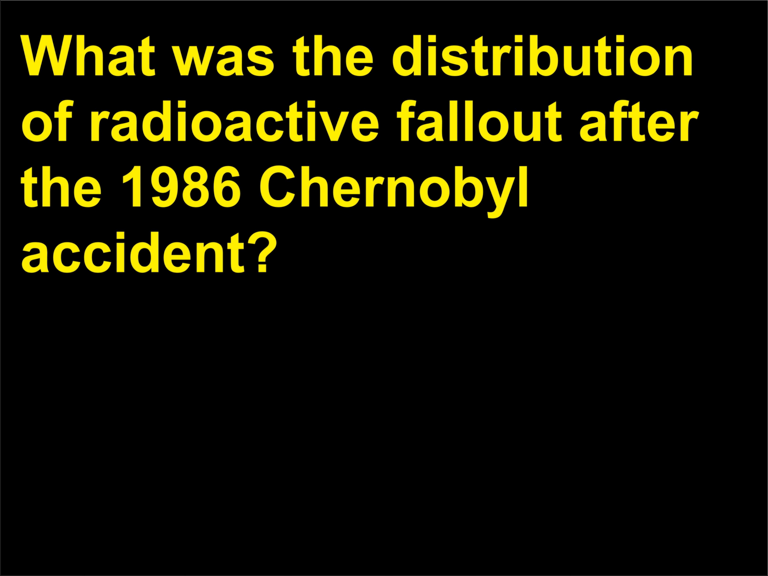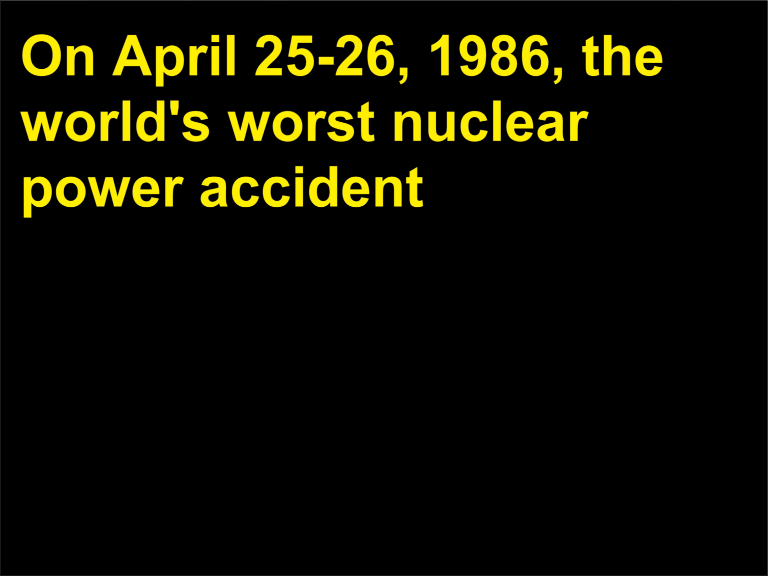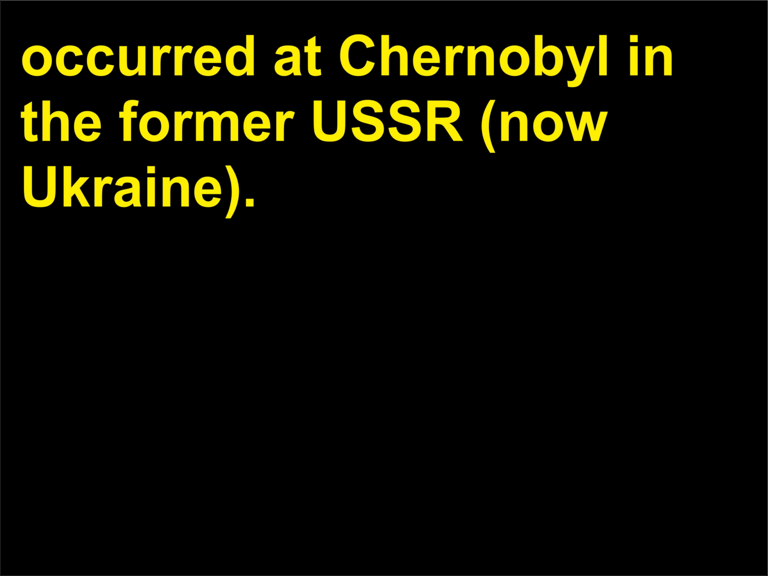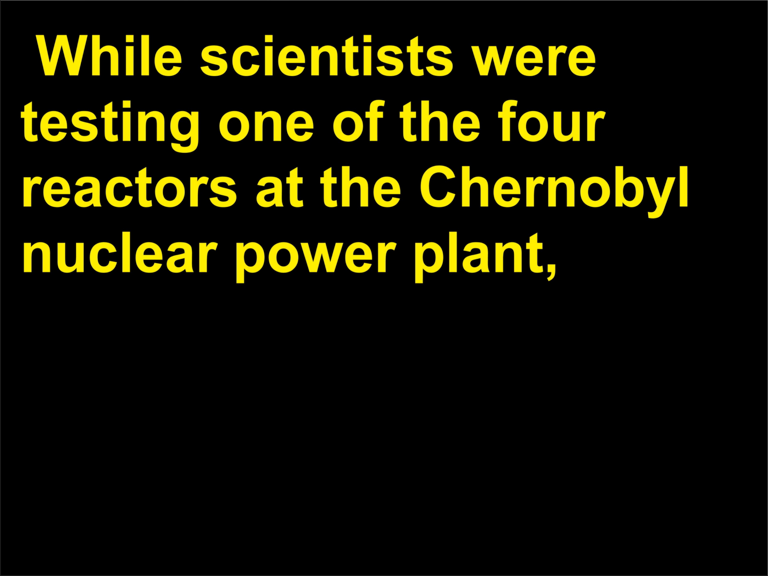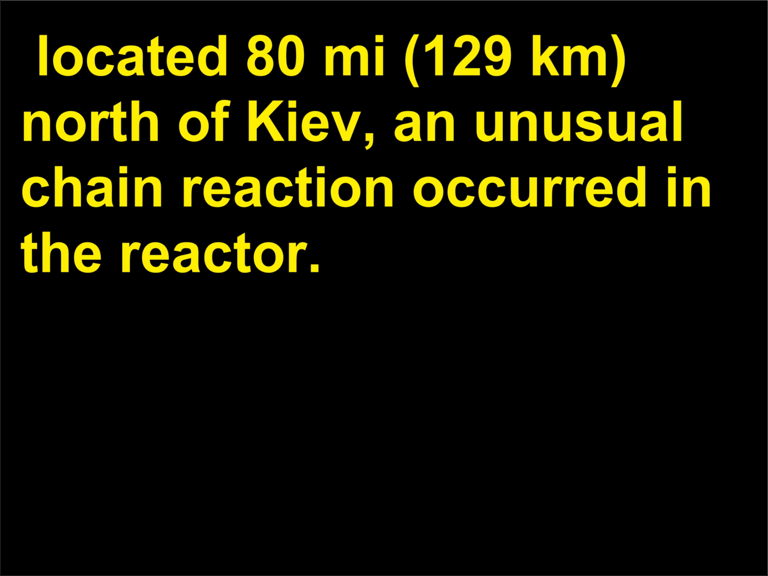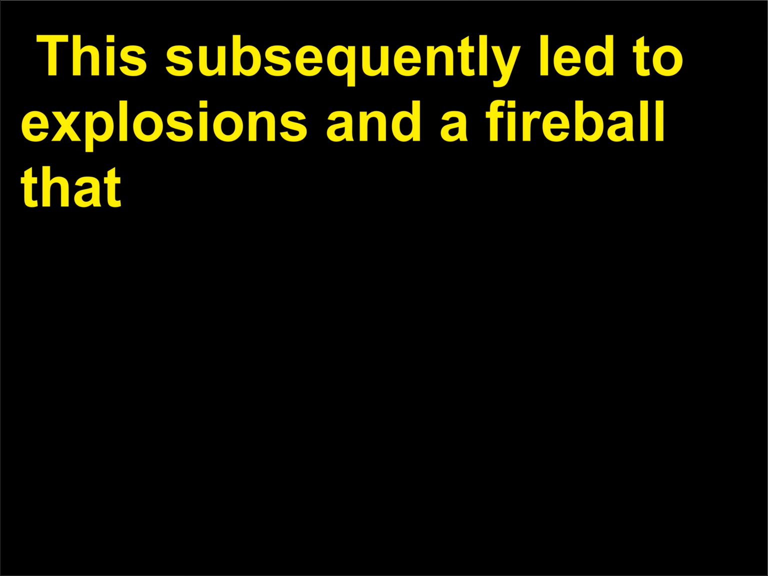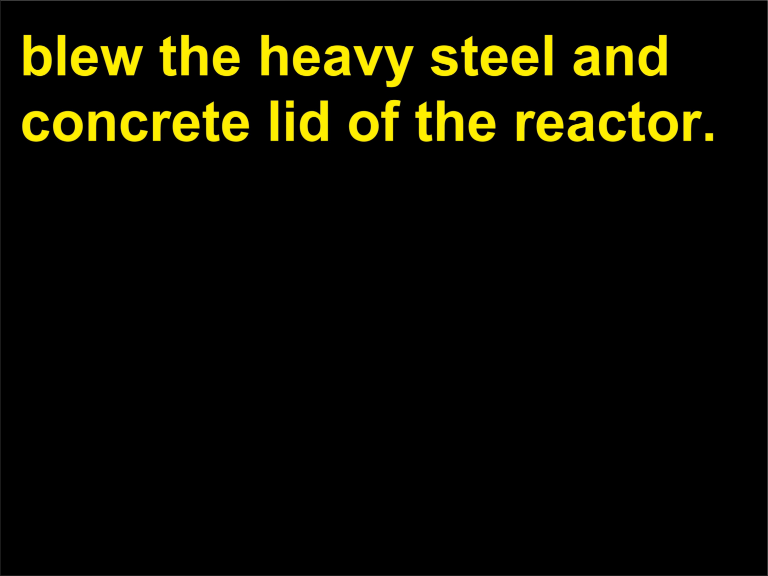What was the distribution of radioactive fallout after the 1986 Chernobyl accident? On April 25 to 26, 1986, the world's worst nuclear power accident occurred at Chernobyl in the former USSR, now Ukraine. While scientists were testing one of the 4 reactors at the Chernobyl nuclear power plant, located 80 miles (129 kilometers) north of Kiev, an unusual chain reaction occurred in the reactor. This subsequently led to explosions and a fireball that blew the heavy steel and concrete lid of the reactor.